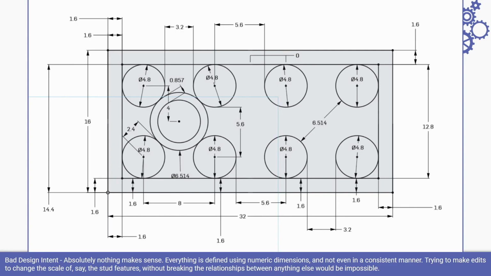So here you can see an example of bad design intent. You can see everything is defined using exact measurements and very arbitrarily. Like you can't make any sense of it at all. If you wanted to make edits to this and still keep the same Lego shape, it would be impossible because you'd have to change a million measurements at once.